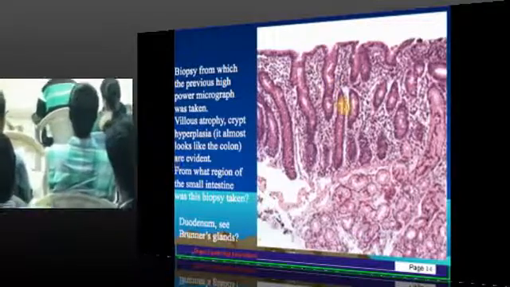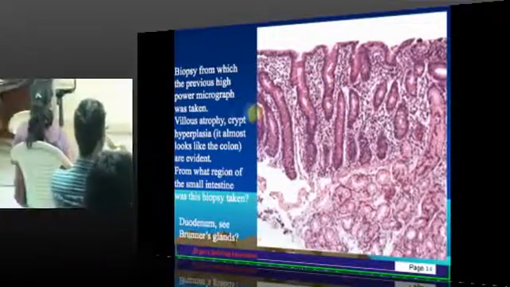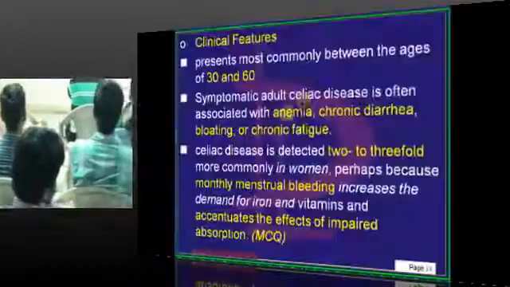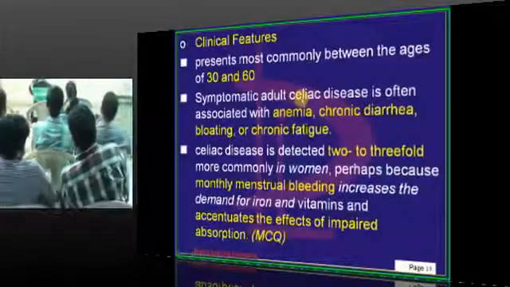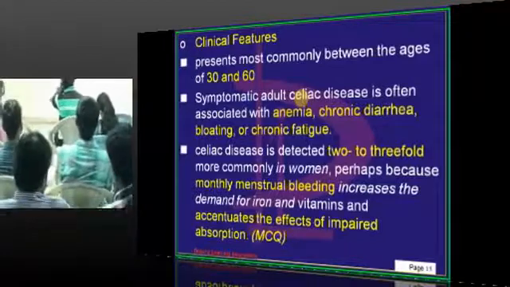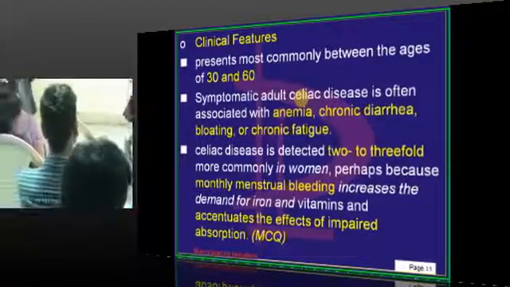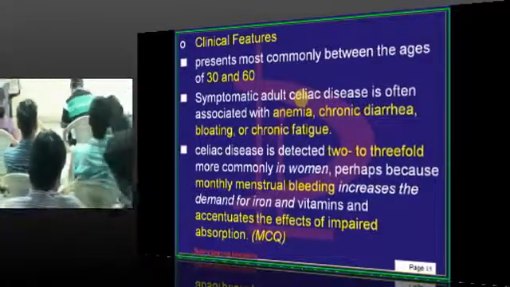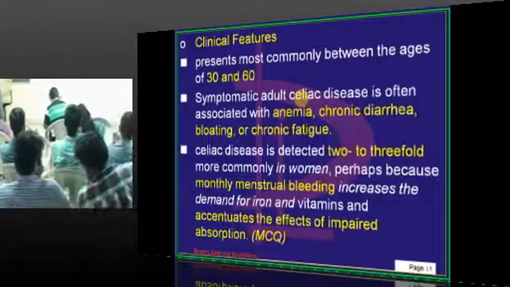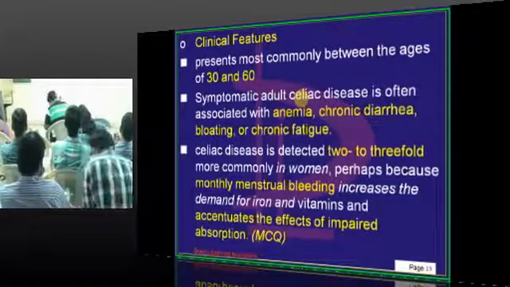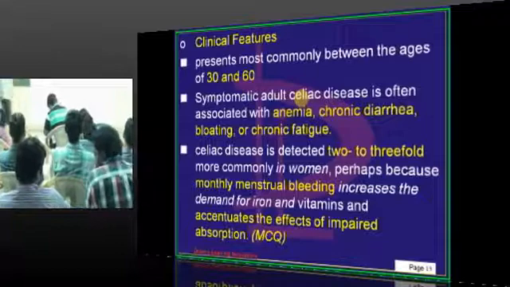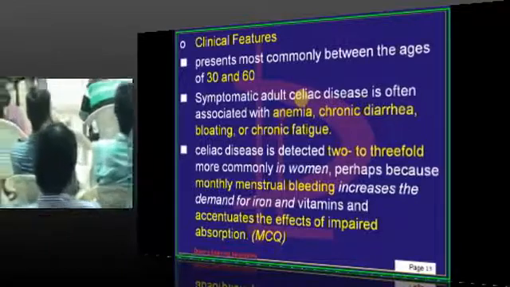Yeah. So villus atrophy, crypt hyperplasia, these are the important features. Now, doctor, what is the age group where you are basically expecting? 30 to 60 years is the common age group.